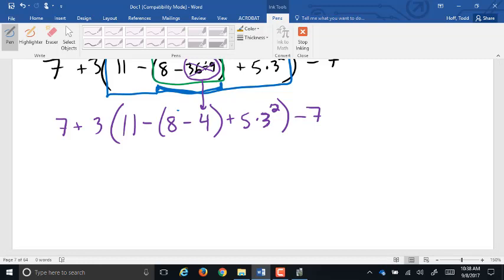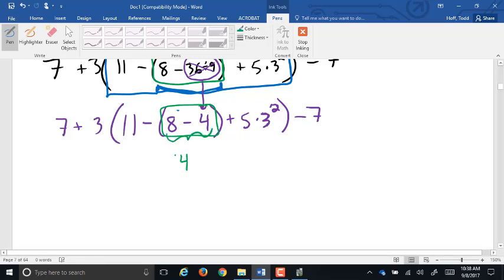So now, we're still inside that parentheses, still inside the green box. The only thing that's left to do is subtract. 8 minus 4, which is 4. So we take out the 8 minus 4 and replace it with 4. Now we've reduced the parentheses to a single number. We don't need the parentheses anymore, so we can take that set out. This set here is gone.